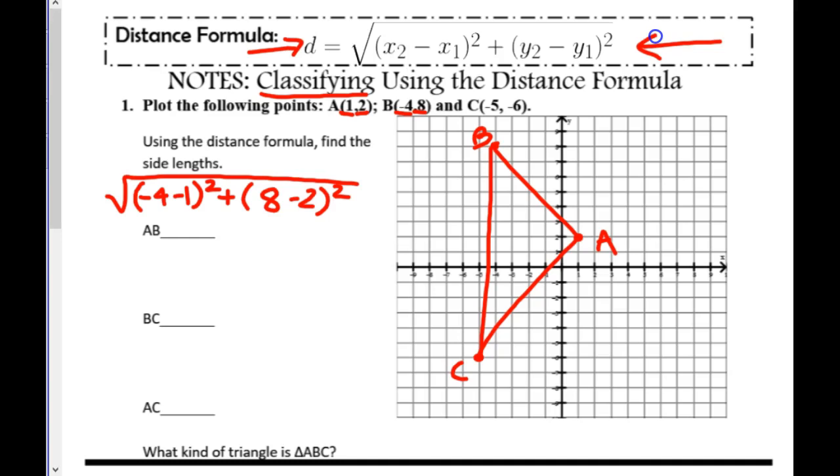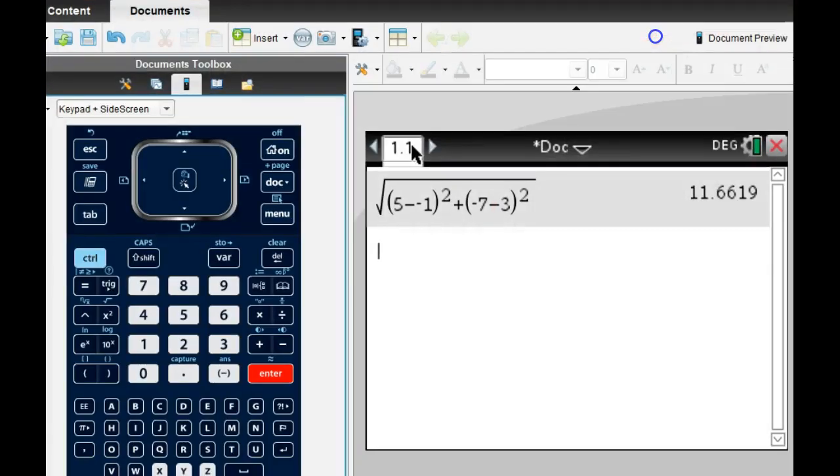Then we're going to plug it into the calculator. So I'll leave this over here. Okay, so plugging this in, square root of parentheses, negative 4 minus 1 squared plus 8 minus 2 squared. Gives me 7.81. Okay.